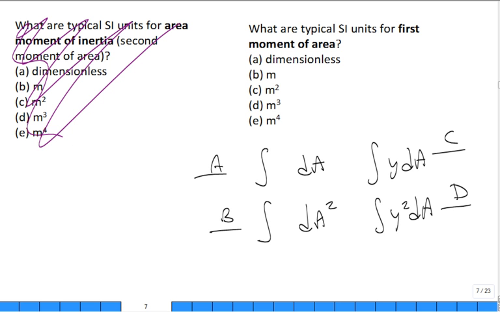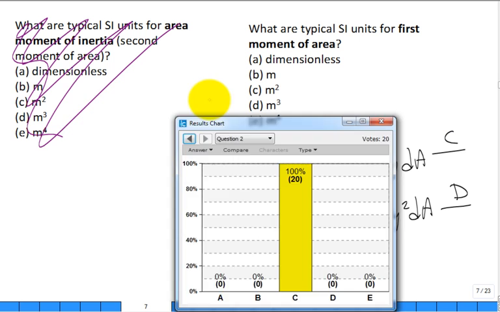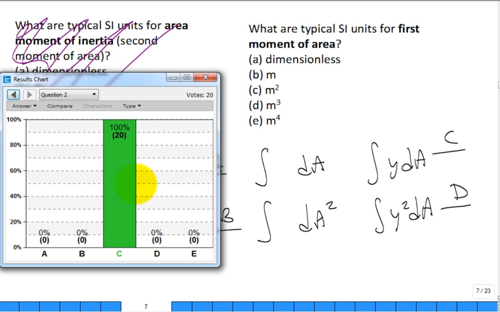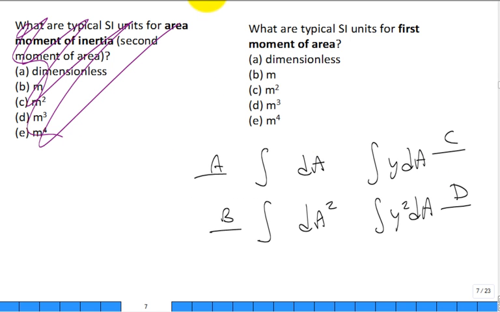All right, let's take a look at the results on that one. So the class is perfectly correct, 100% correct. So what I'm going to do before I grade the first question is, this is the first moment of the area. Now I go back and I re-ask that question in SI units. Think about, you could use millimeters, centimeters, but just think about meters, a typical length. What would be the dimensions of this integral y dA? Same question re-asked.